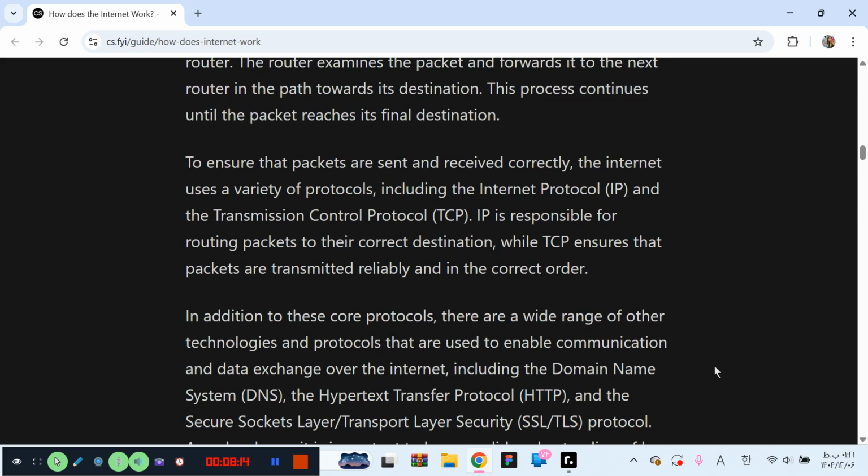To ensure that packets are sent and received correctly, the Internet uses a variety of protocols, including the Internet Protocol, which is IP, and the Transmission Control Protocol, TCP. IP is responsible for routing packets to their correct destination, while TCP ensures that packets are transmitted reliably and in the correct order.